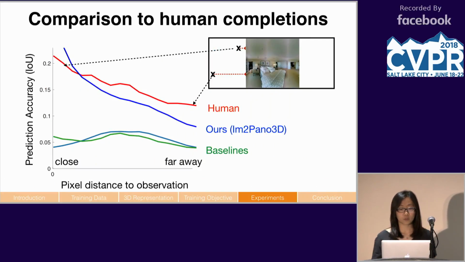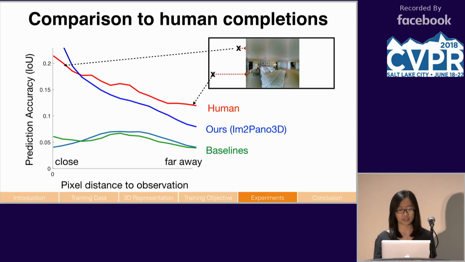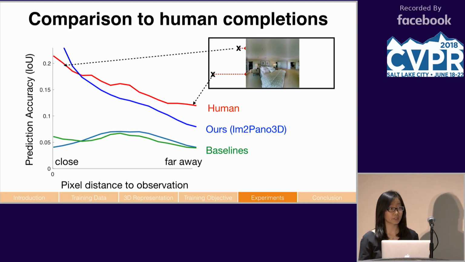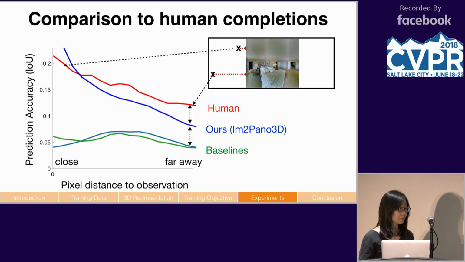And this plot shows the prediction accuracy of people in comparison to our approach and baseline approaches. The horizontal axis shows the pixel distance from the observation, and the vertical axis shows the intersection over union. From this plot, we can see that our algorithm is not as good as people, especially for the pixels that are far away from any observation. However, it's still significantly better than other baselines.